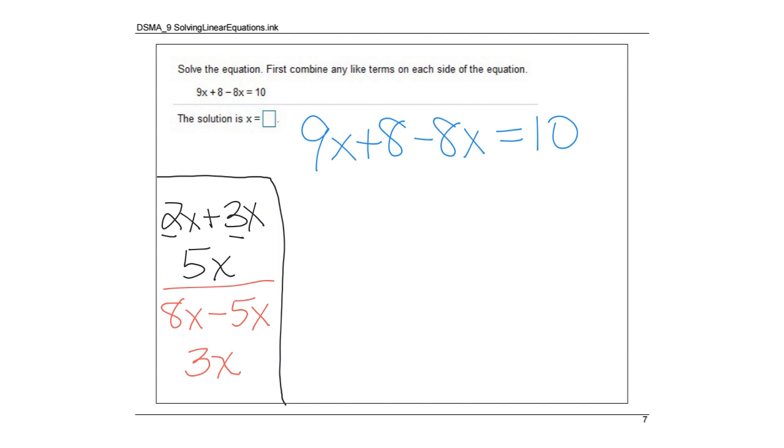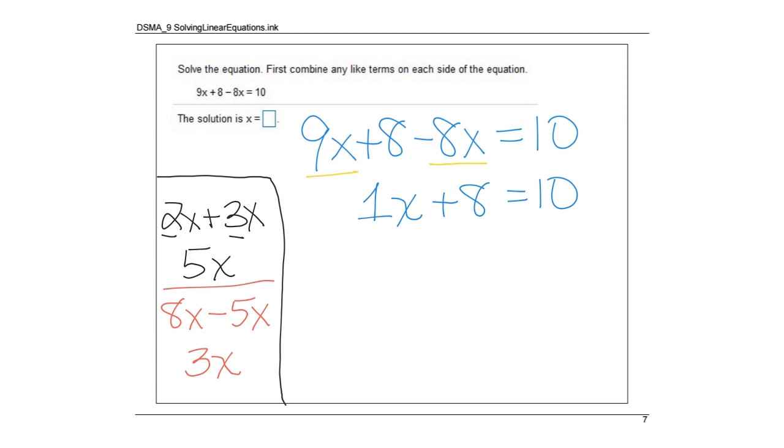So this problem has some cleaning up that we have to do on the left-hand side. I have 2 like terms. I have a 9x minus 8x. So what I'm going to do is subtract those, and that's going to just leave me with 1x. Now, it's not wrong to write the 1x. We don't usually do that, but it's okay. All right, so now we can't do anything else on the left-hand side because we have an x and a number. There's nothing to clean up on the right-hand side.